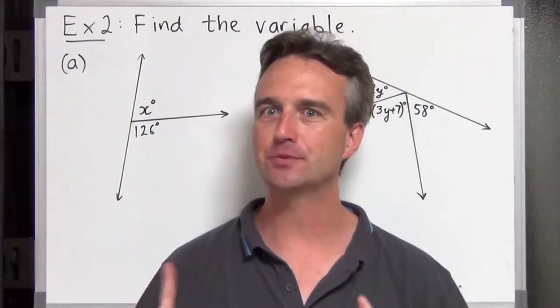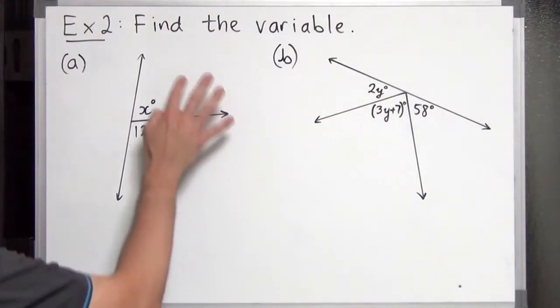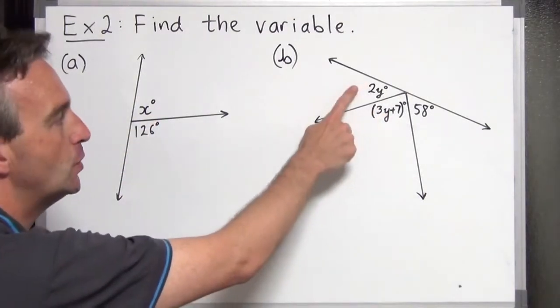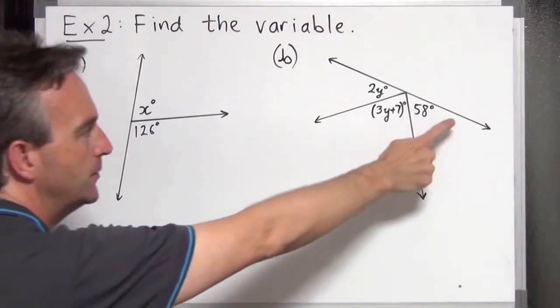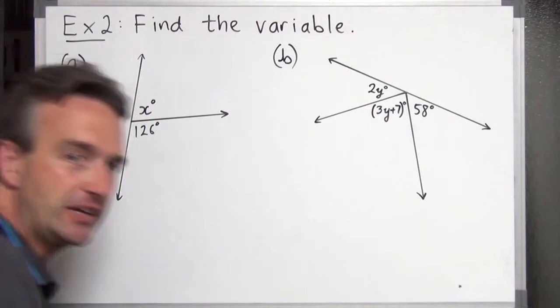Please try example 2 here. So 2 questions here, A and B. Like before, a simpler one where you've got 2 angles that are supplementary. Got to find out what x is. And over here, what is y? You have 2y, 3y plus 7, and 58. All angles in degrees. Can you find x and y?